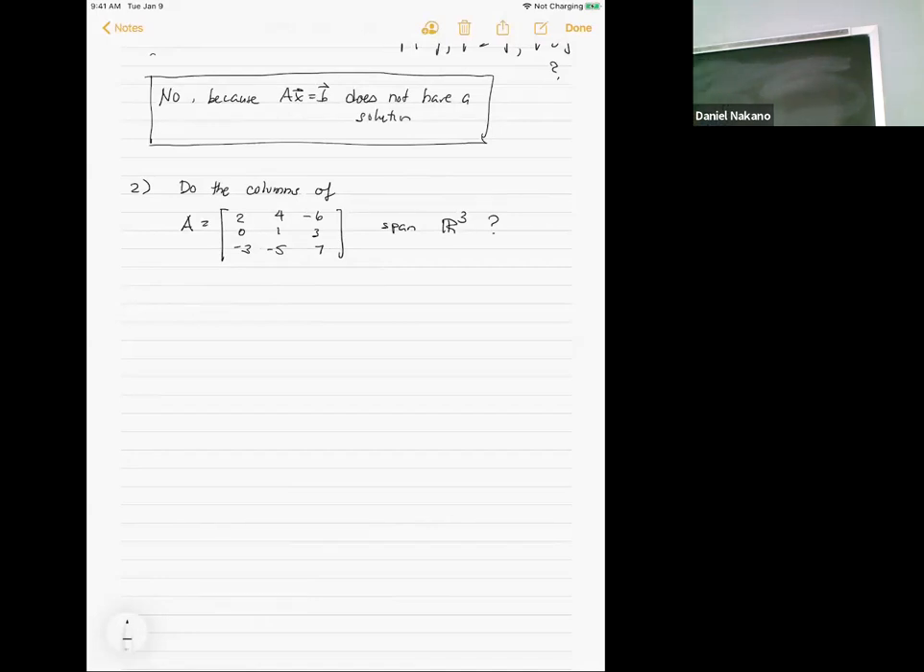So what we have to do is think about this problem and figure out what the problem is really asking for. Okay. So what does it mean to span R3? Well, it means that I can get any vector in R3 as a linear combination of what?